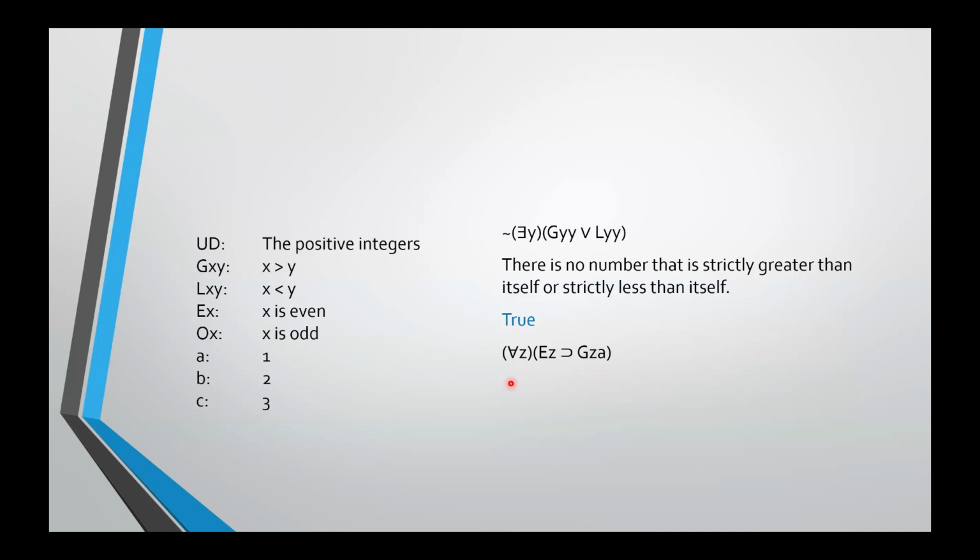This is a categorical sentence with a complex predicate term, right? If you remember from those earlier videos. So an idiomatic paraphrase of this would be basically this: every even number is greater than 1. And again, that's true, right? The smallest of the even numbers in this universe of discourse is 2. So every one of them is greater than 1.